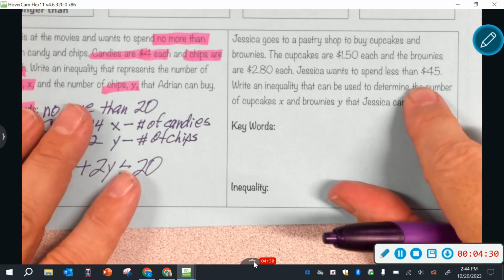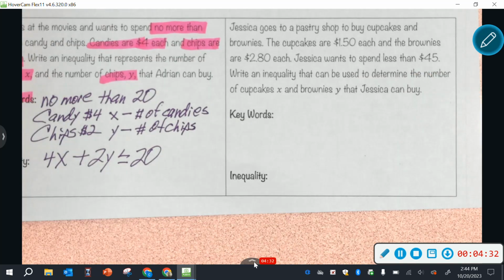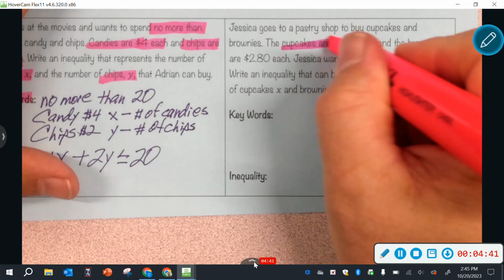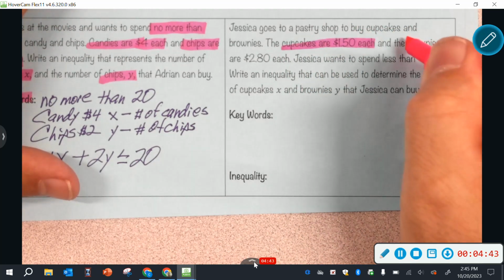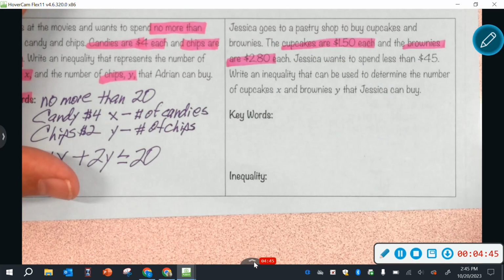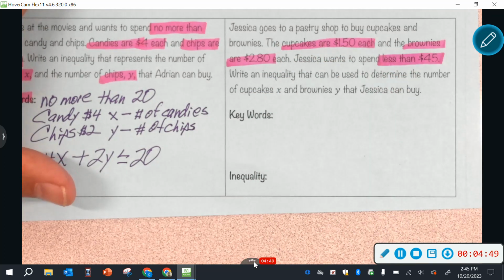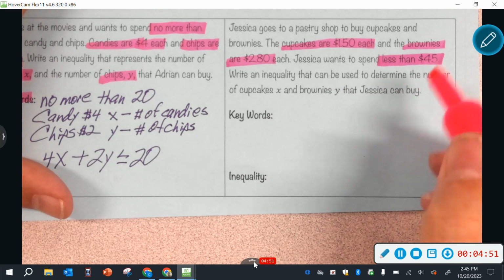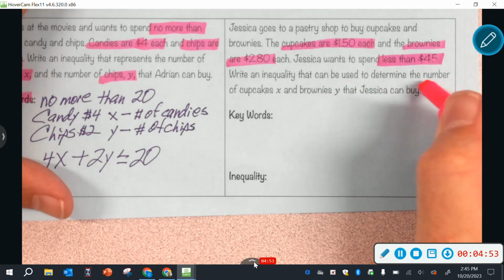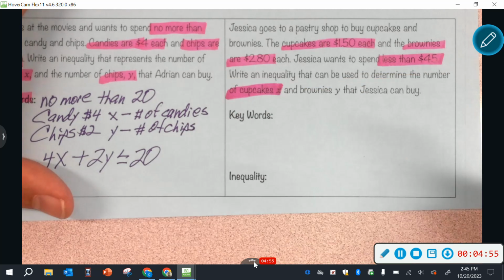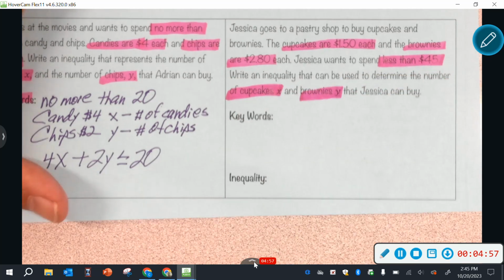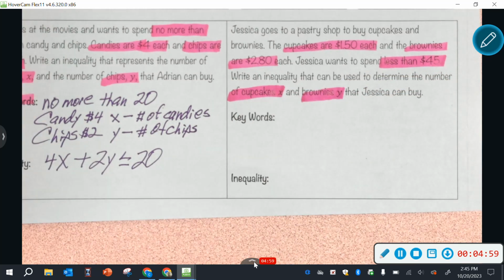Alright, so let's go over one more real quick, super duper quick. So Jessica goes to a shop to buy cupcakes and brownies. The cupcakes are $1.50 each, and the brownies are $2.80 each. Jessica wants to spend less than $45. Write an inequality that can be used to determine the number of cupcakes x and brownies y that she can buy.